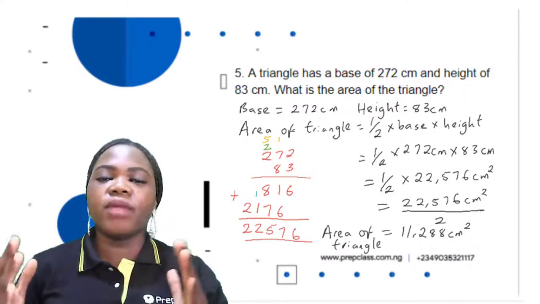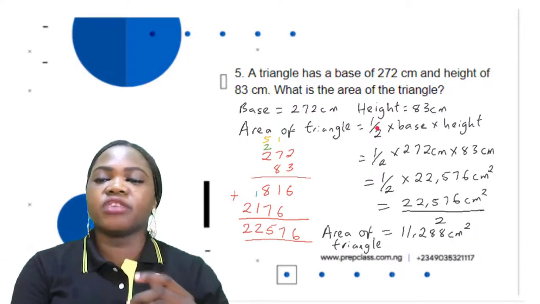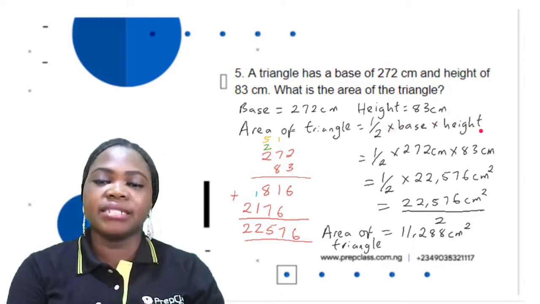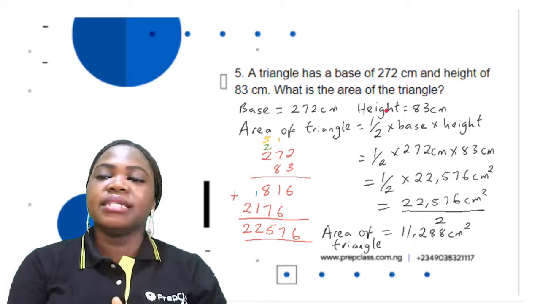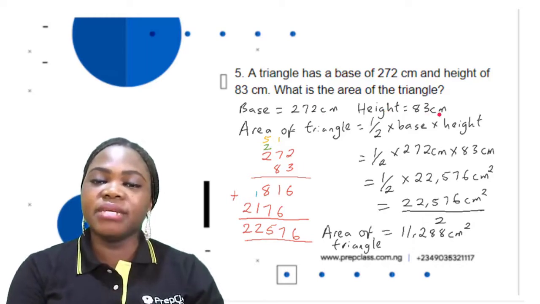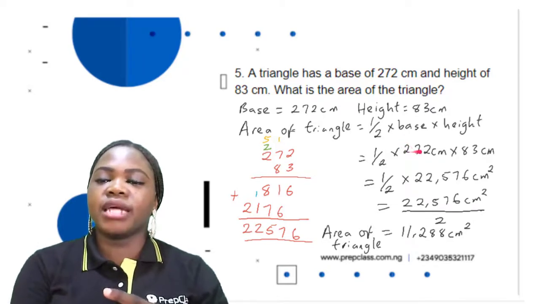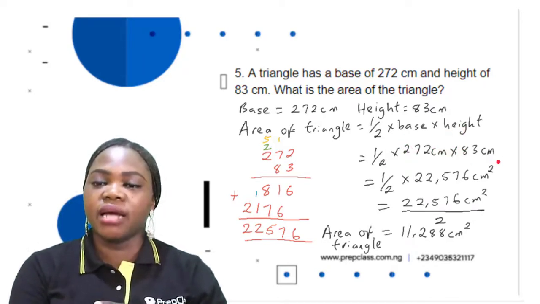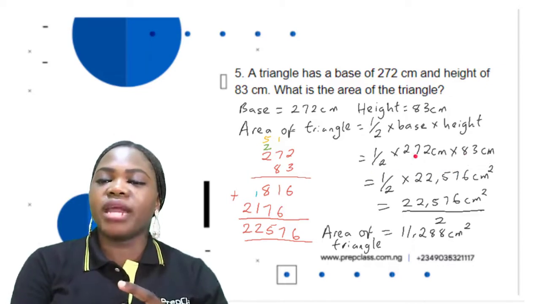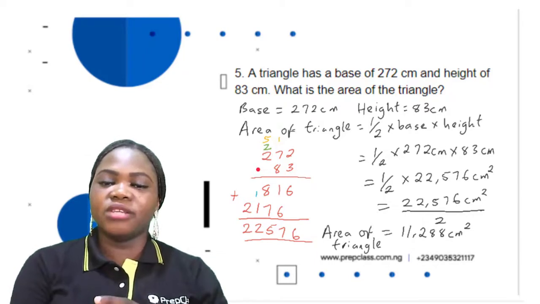So what is the formula for finding area of a triangle? The formula for finding area of a triangle is half times base times height. And we've been given the base as 272 centimeters, the height as 83 centimeters. So now we have it as half times the base, which is 272 centimeters, multiplied by the height, which is 83 centimeters. So now let's multiply 272 by 83. So we can do that here.